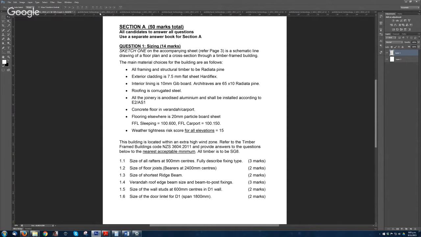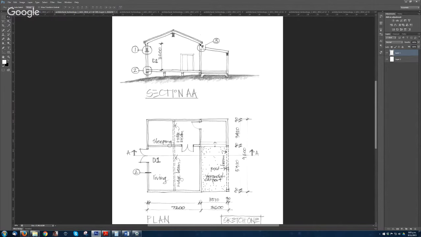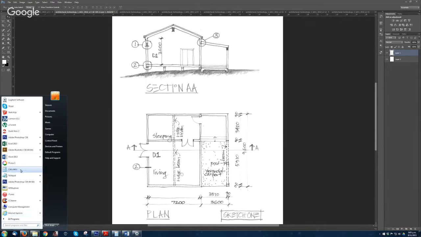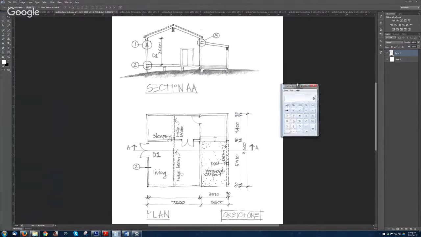So first you go to the section, so that's the one we need to size. So you go down and you need to find that length. So it's 7.2 divided by 2, so we got 3.6. Just putting my calculator up so you know. 3.6, and so that's the span.